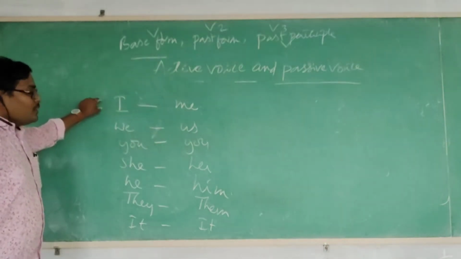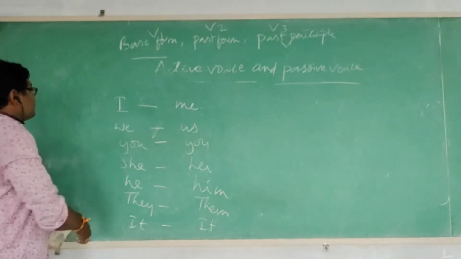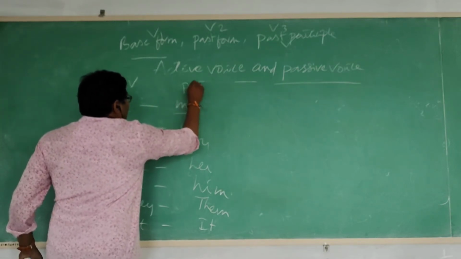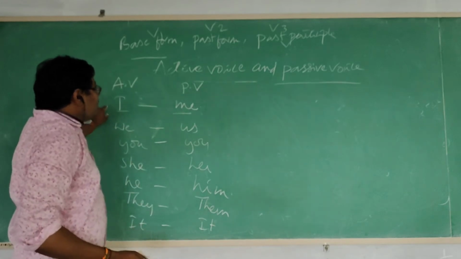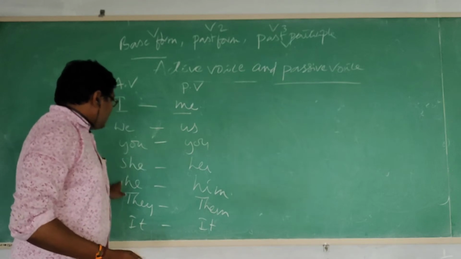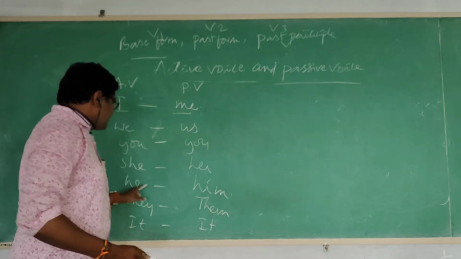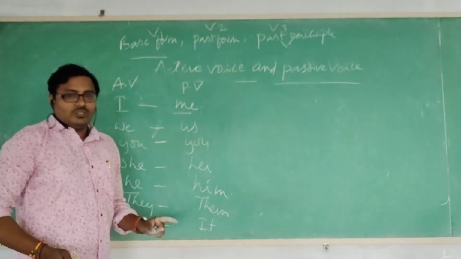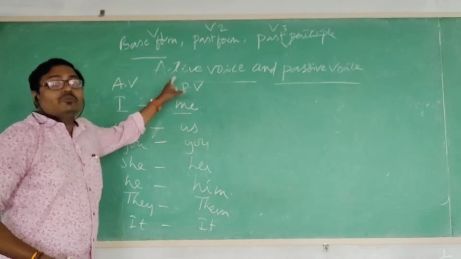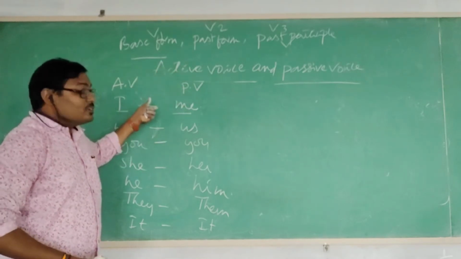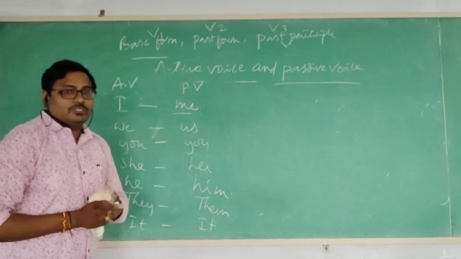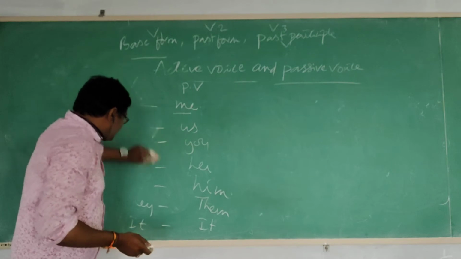Here I in active voice became me in passive voice. Right? Here I became me, we became us, you became you, she became her, he became him, they became them, it became it. These are the subjective pronouns and these are the objective pronouns. This is the way how subjective pronoun became objective pronoun in passive voice. Right? Let us see some examples.